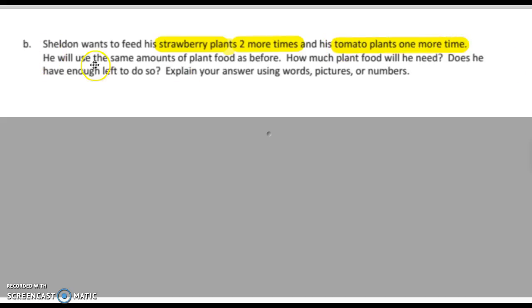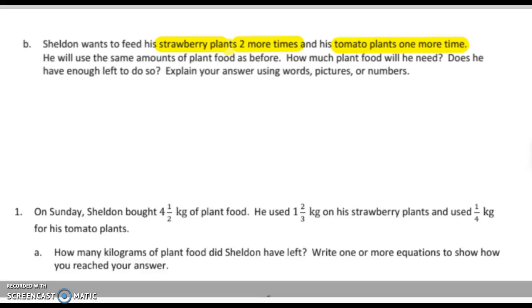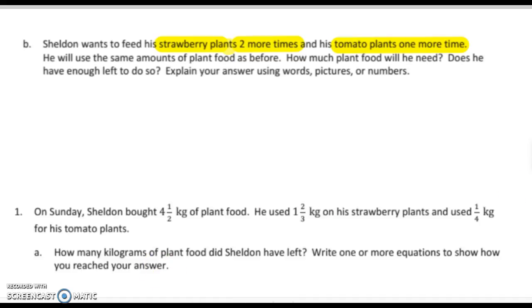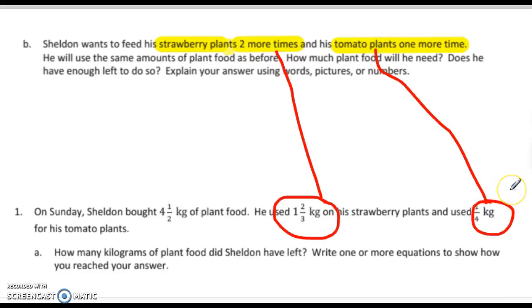Okay, it says he will use the same amounts of plant food as before. Well, if I'm talking about before, how do I know what that is? I'm going to have to go back to my first question where it says that he used 1 2/3 kilogram for his strawberry plant and that he used 1/4 kilogram for his tomato plants.